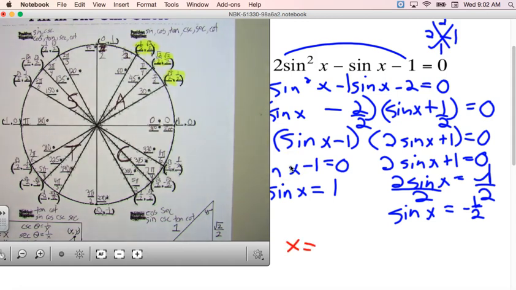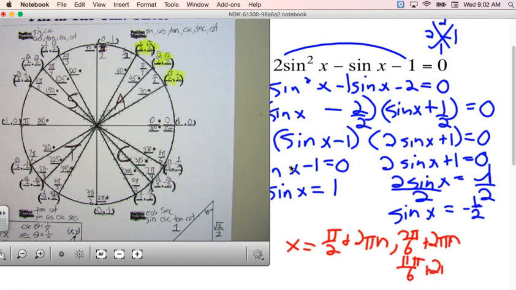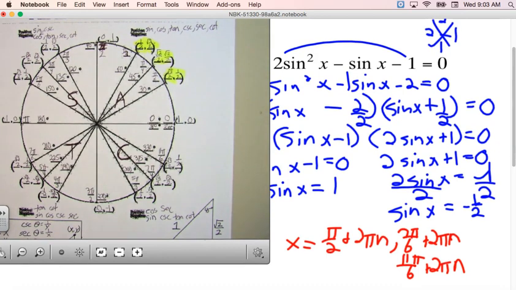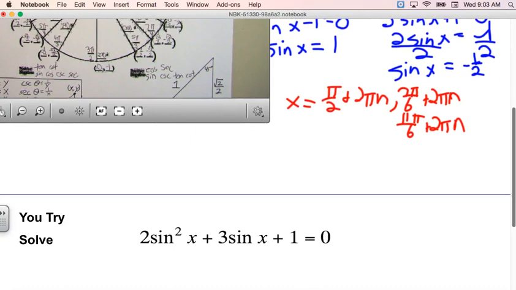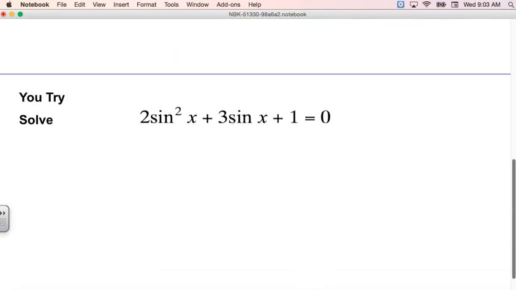So x is going to equal pi over 2, of course, plus 2 pi n, and then 7 pi over 6 plus 2 pi n, and 11 pi over 6 plus 2 pi n. Because if we do a full circle from any of those spots, we'll get back to those spots again and get another answer. So any of those values will be solutions to this equation. All right, let's roll on and let you guys do a U try. So you guys give this one a try, and then I'll go over the answer.